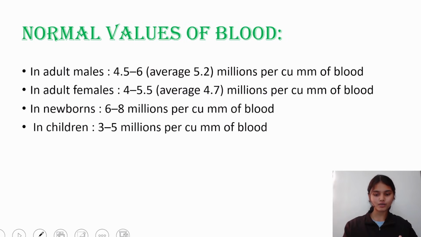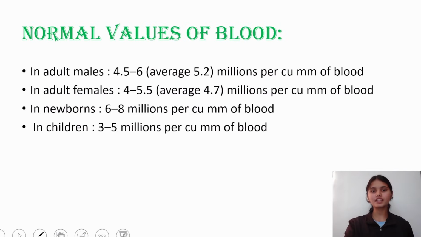So you can see that with advancing age, that is newborns from 6 to 8, eventually as a person hits adulthood, the value keeps decreasing to an average of around 5 million per cubic millimeter of blood. Now, why is that? The newborns have a very high normal value, that is 6 to 8 million per cubic millimeter of blood.